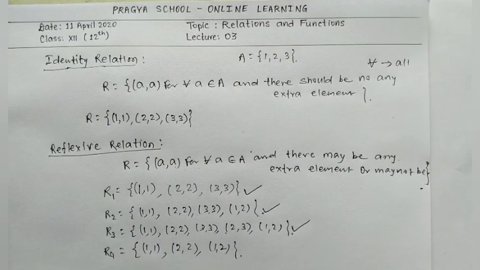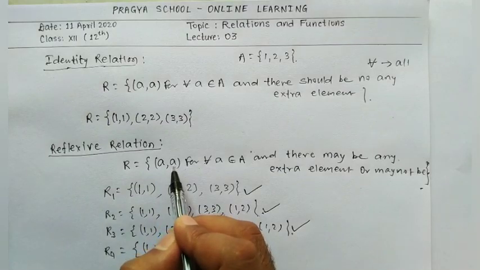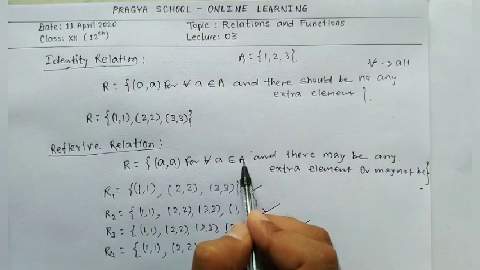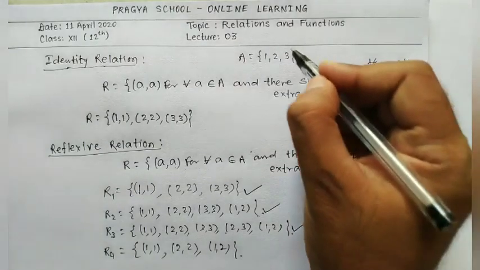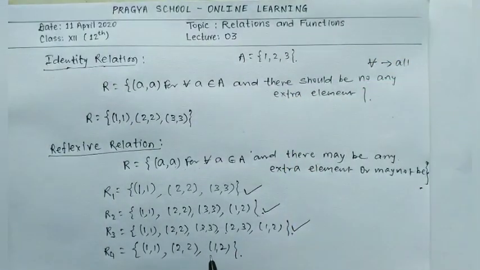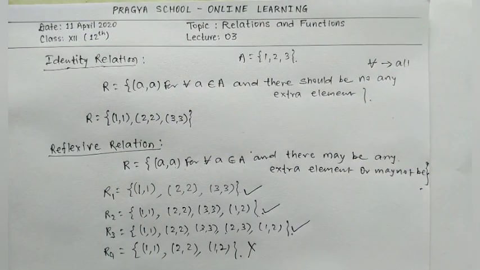Is it a reflexive relation? How we will check? At first we should check whether (a, a) exists or not for all a belongs to A. So (1,1) and (2,2) exist, but we are not having (3,3). (3,3) is not here, so it is not a reflexive relation.